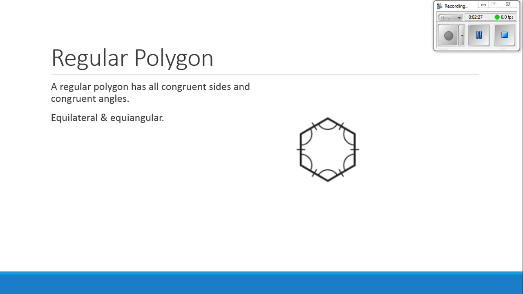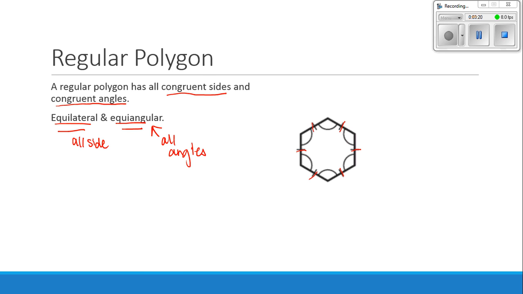A polygon is a many-sided figure. A regular polygon has all congruent sides and all congruent angles. That means all angles and all sides are the same. So equilateral, all sides, and equiangular, all angles, are exactly the same. If you look over at this figure, each one of these hash marks means every side is the same and each one of the angles is exactly the same. So that would be called a regular polygon. Now, of course, there are polygons that have sides that aren't all the same and angles that aren't all the same. They're just called polygons, not regular polygons.